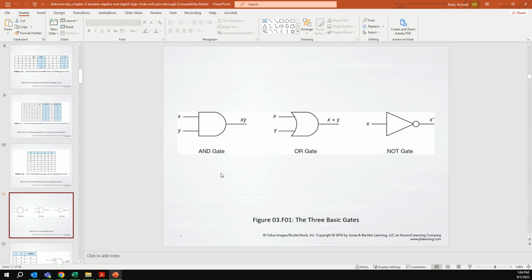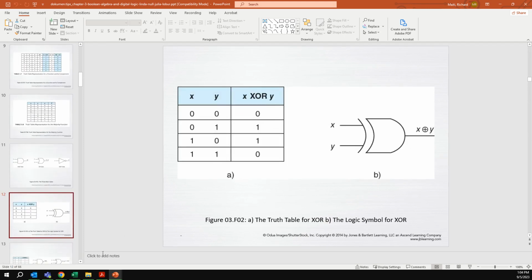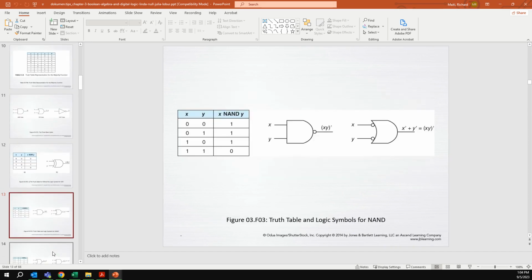So this is an AND gate. This is an OR gate. This is a NOT gate. This represents a negation here. So this is an XOR, and the truth table is representative here. So you've got the truth table. This is the truth table in symbolic logic for NAND.